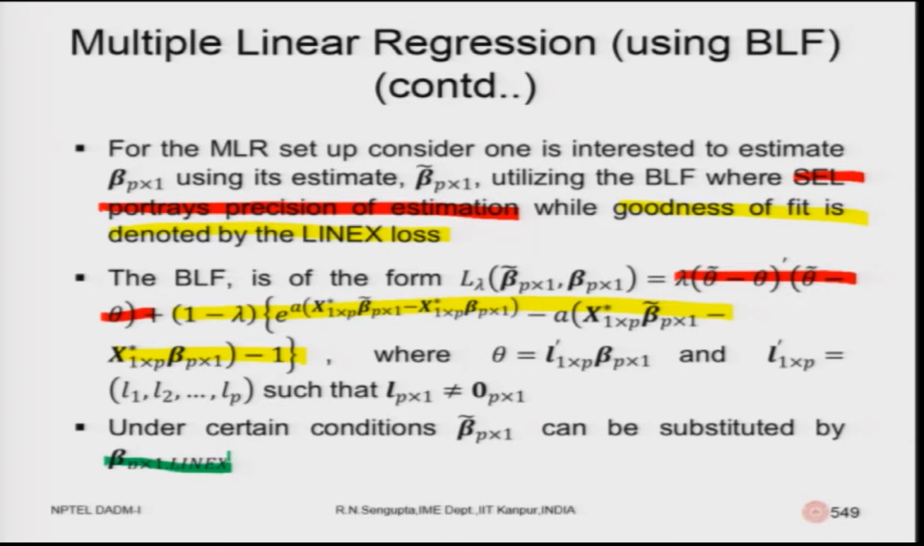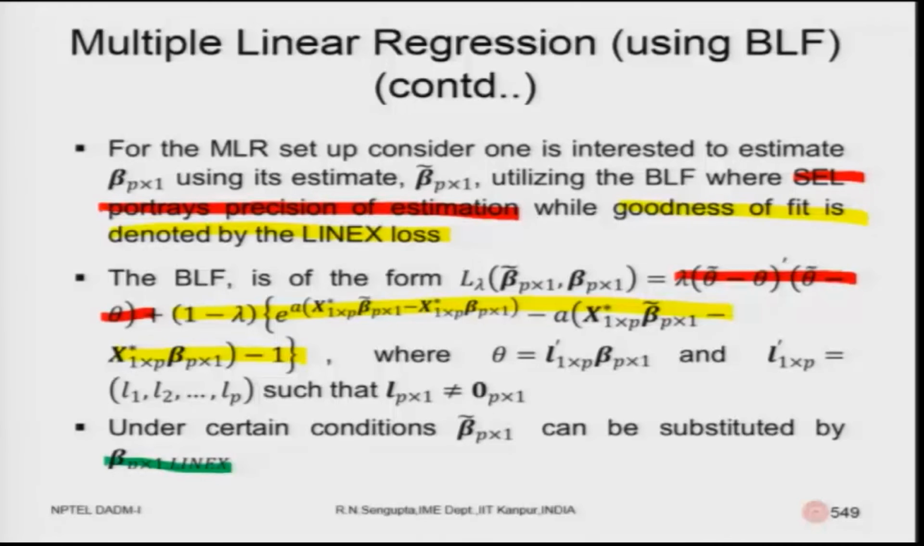So, in these two cases you have 4 combinations: goodness of fit being squared error and precision of estimation being Linex. Under these combinations you had beta tilde being either beta from the squared error or beta from the Linex.